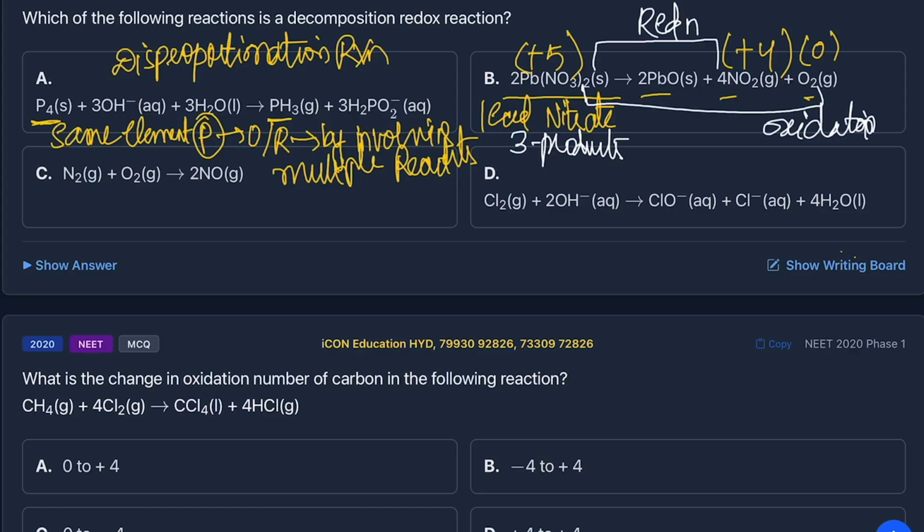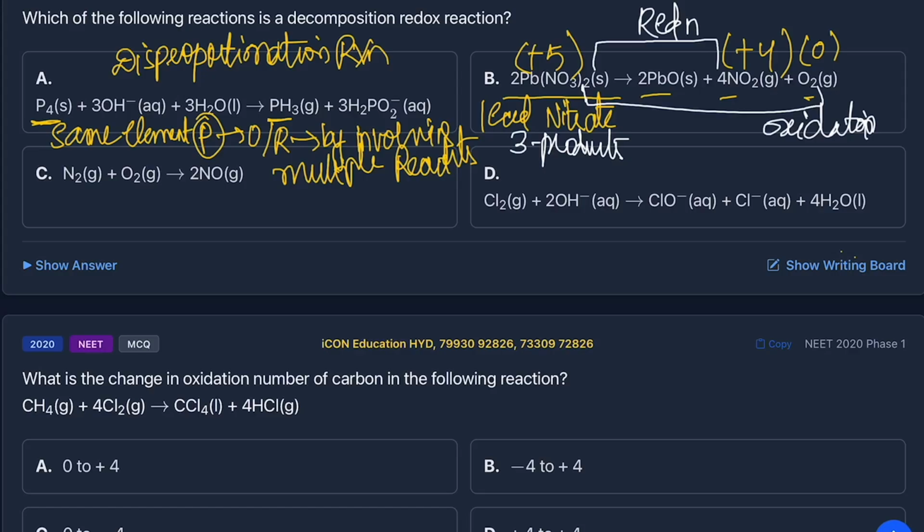So the following reaction is a decomposition redox reaction. What I said, decomposition redox reaction, a single reactant breaks down into two or more products. Here the single reactant is lead nitrate. This is breaking down into three products, PbO, 4NO2 and O2, by undergoing oxidation and reduction. So this is our decomposition redox reaction.